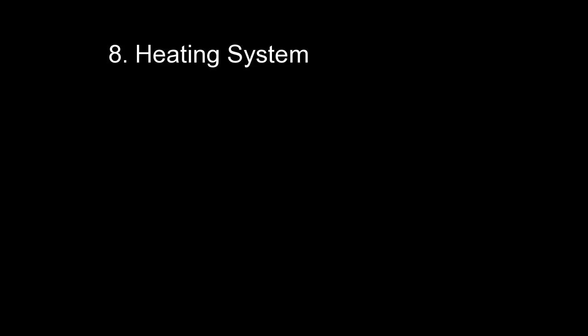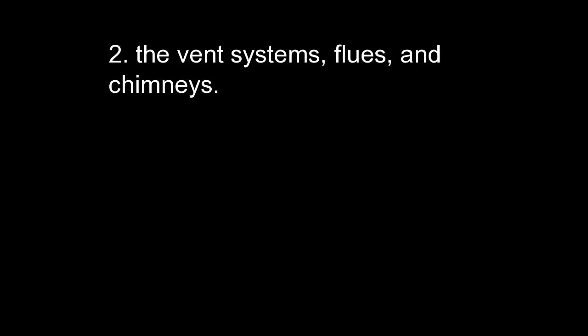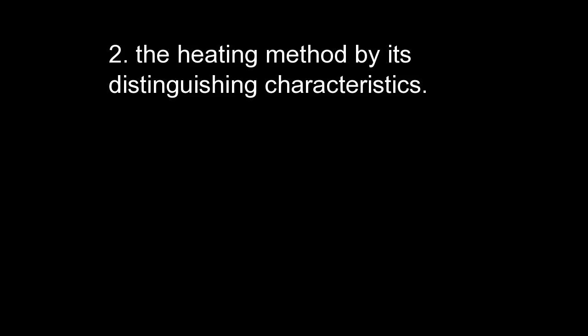8. Heating system. 8.1 The inspector shall inspect: 1. The installed heating equipment. 2. The vent systems, flues, and chimneys. B. Describe: 1. The energy source. 2. The heating method by its distinguishing characteristics.